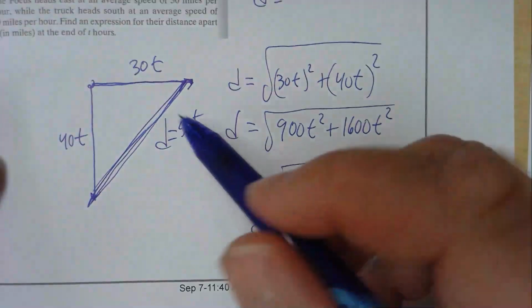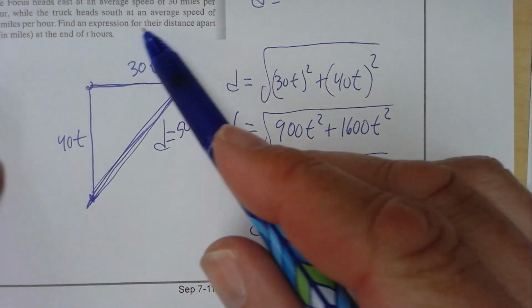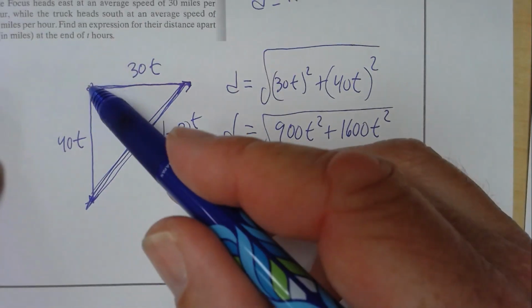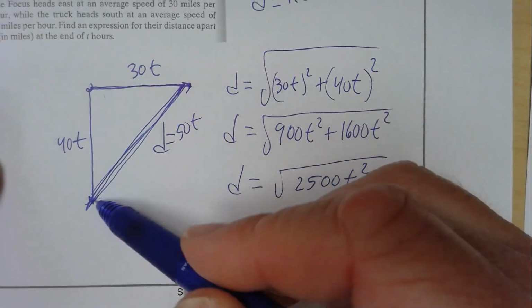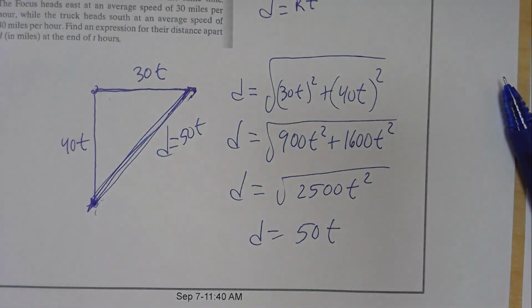So we wanted to find an expression for their distance apart at the end of t hours. So this one's going 30t, this one's going 40t, but how far are they being separated from each other? Well, they're being separated by 50t. All right?